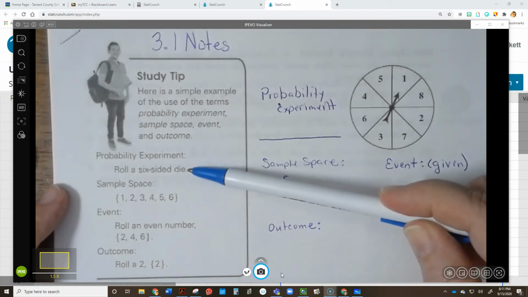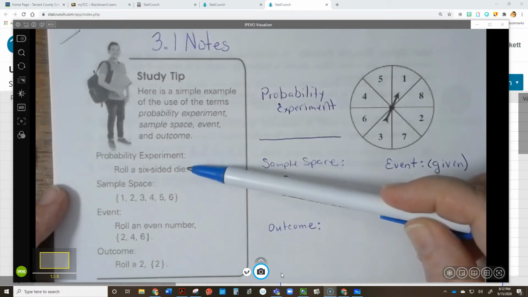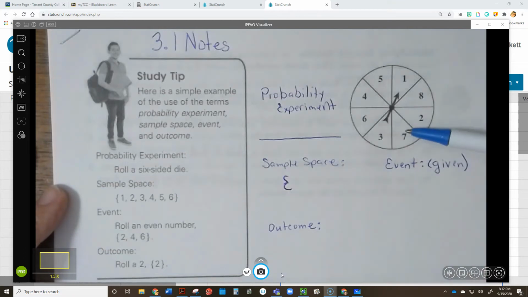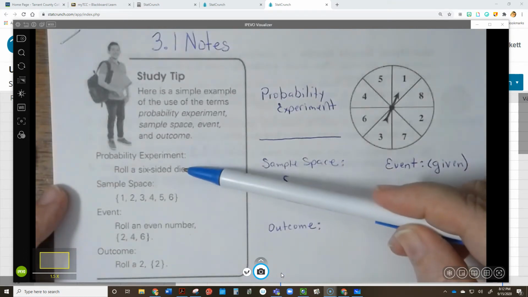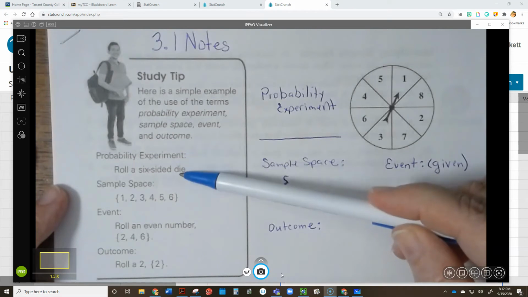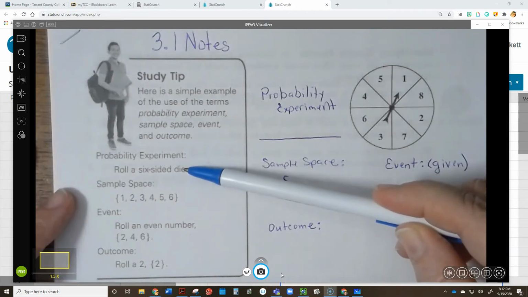The rolling of a six-sided die. A lot of people say roll the dice. Die is singular, dice is plural. If we just have one, sometimes they call it a number cube. We can roll this die, or here we're going to spin the spinner. So that's how we defined the experiment. It's what's actually going to be done.